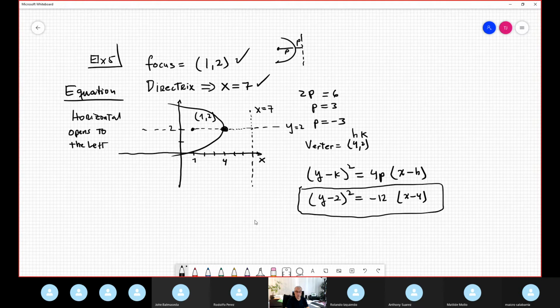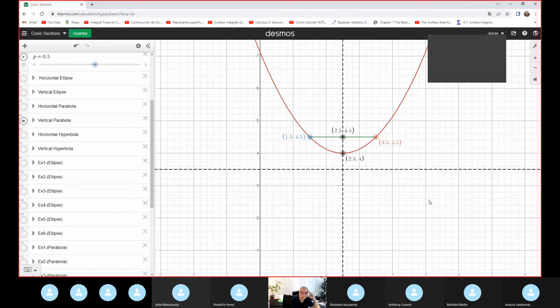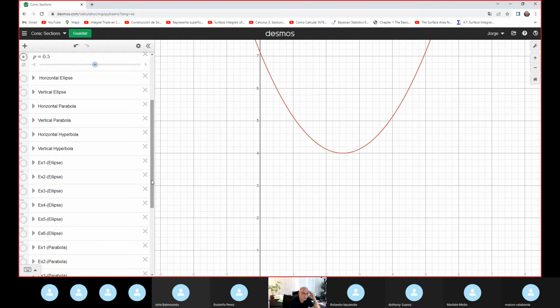Let's see this equation in Desmos. p is -3. Actually, p is -3, not +3. If you put +3, it opens to the right; with -3, it opens to the left. Do you see this one, right? Okay, forget about this part.